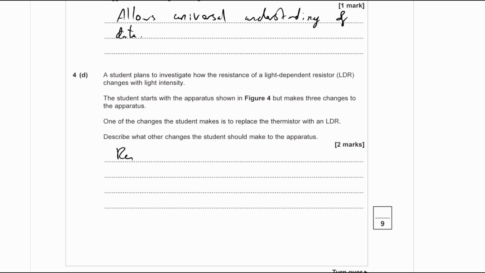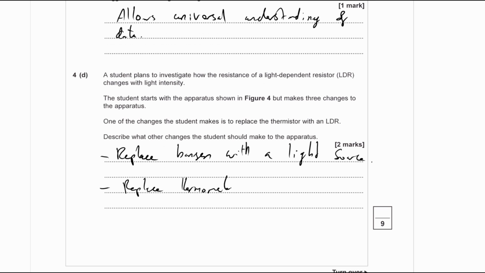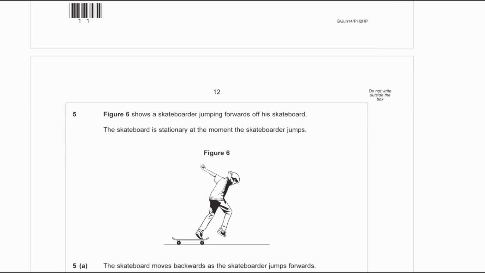So replace Bunsen with a light source. Okay, that's 1. And then the other one is to replace the thermometer with a light sensor. All right, and then that brings us to the end of question 4.